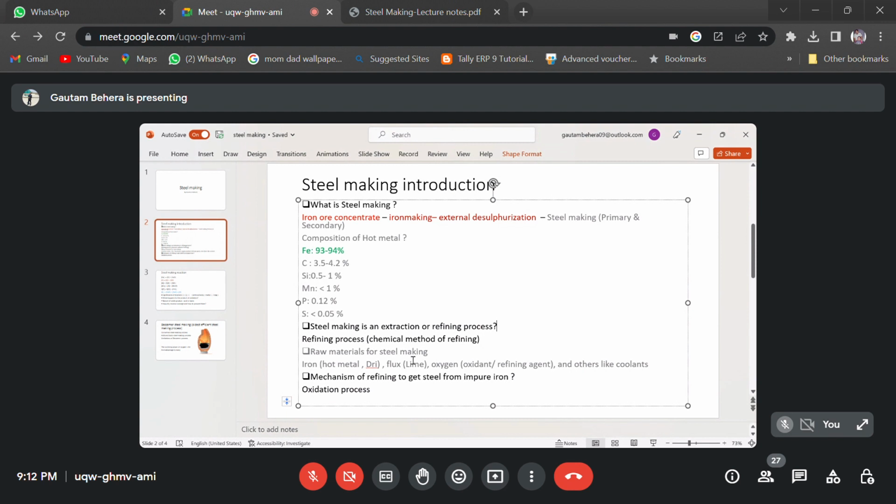Now you understood, steel making is a refining process or purification process. It is basically an oxidation process. Very good. So now tell me, you remember the types of refining? We have basically three types of refining, right? Physical method of refining, chemical method of refining, and electrochemical method of refining, right? So steel making process falls under which category? It falls under the chemical method of refining. Anybody remember chemical method of refining from extractive process?